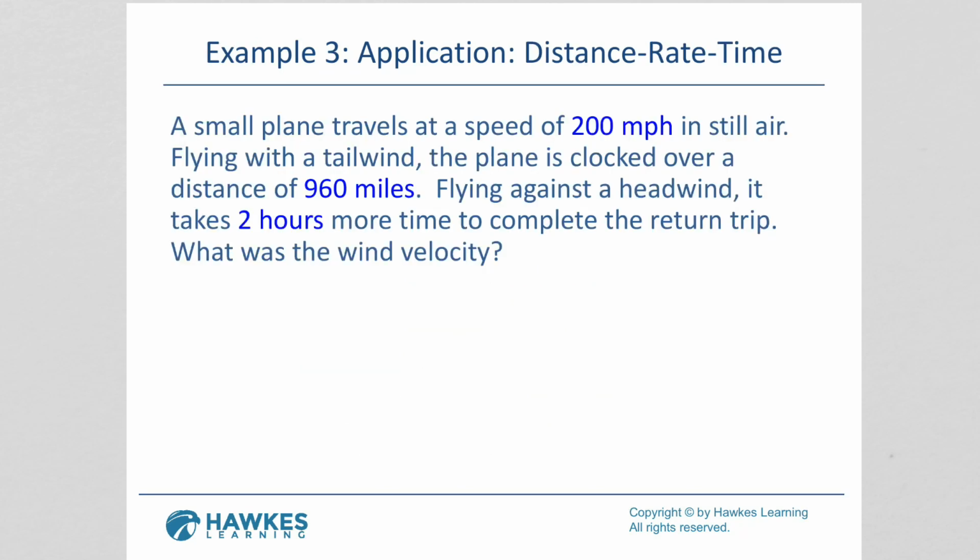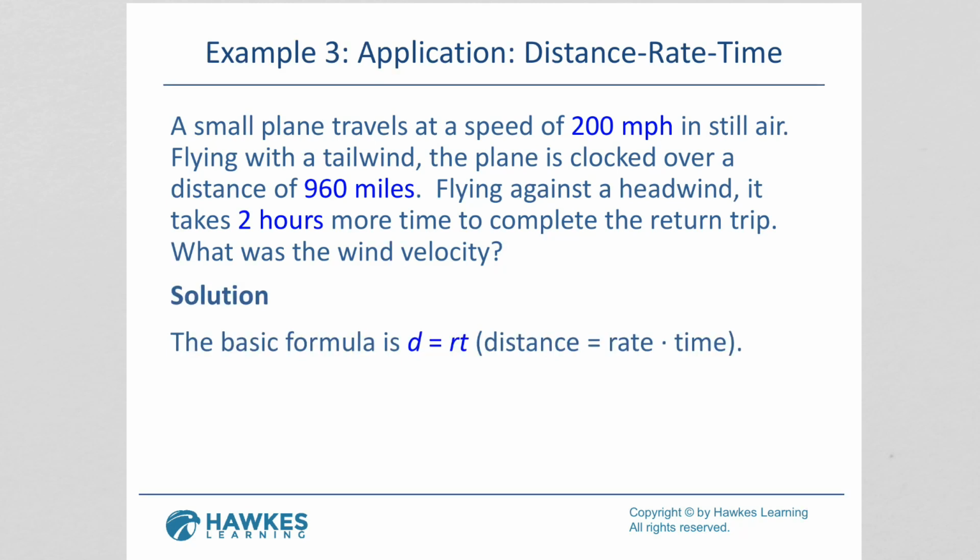Example 3. A small plane travels at a speed of 200 miles per hour in still air. Flying with a tailwind, the plane is clocked over a distance of 960 miles. Flying against a headwind, it takes 2 hours more time to complete the return trip. What was the wind velocity?